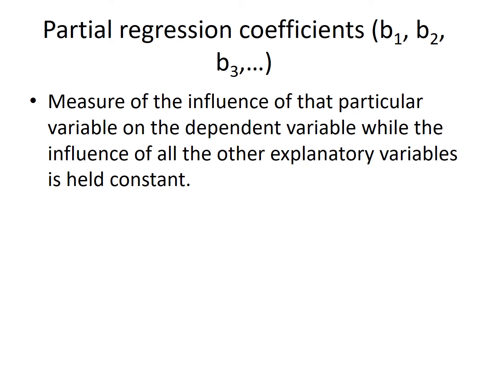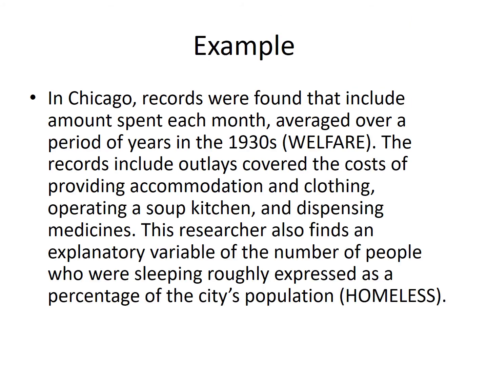So a partial regression coefficient measures the influence of the particular variable on the dependent variable, while the influence of all the other explanatory variables is held constant. And so, for example, we're going to look at welfare and homelessness. In Chicago, during the 1930s, records were found that include amounts spent each month averaged over a period of years in the 1930s. The records include outlays covering the cost of providing accommodation and clothing, operating a soup kitchen, and dispensing medicines. This research also finds an explanatory variable of the number of people who were sleeping rough, expressed as a percentage of a city's population homeless.